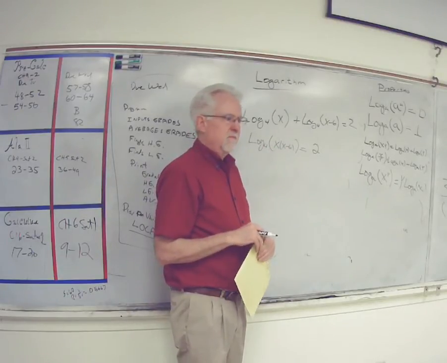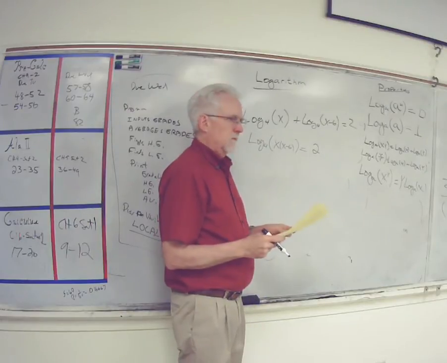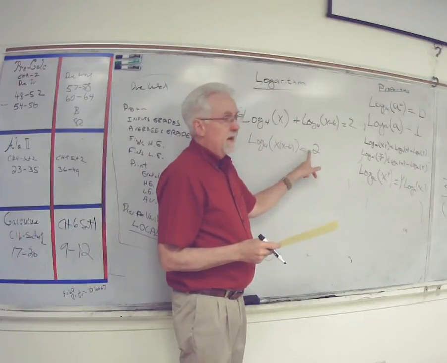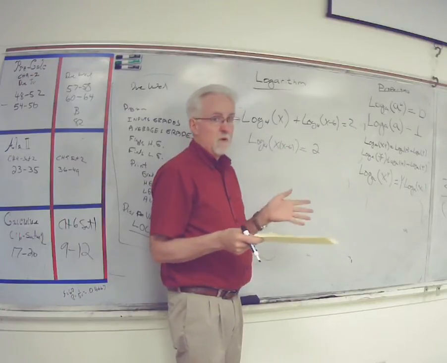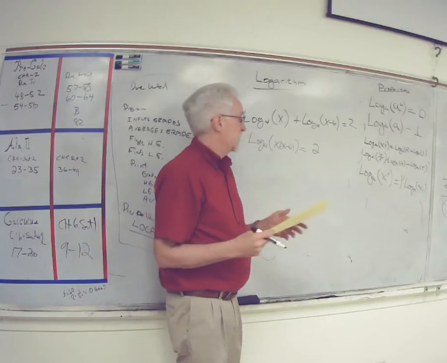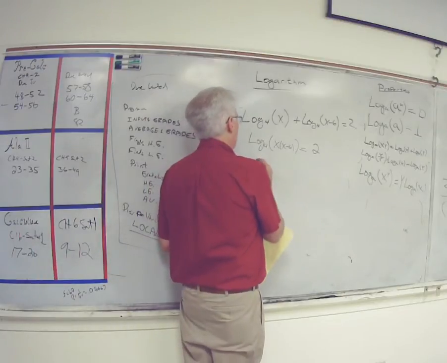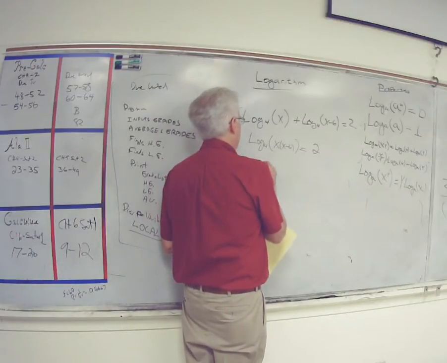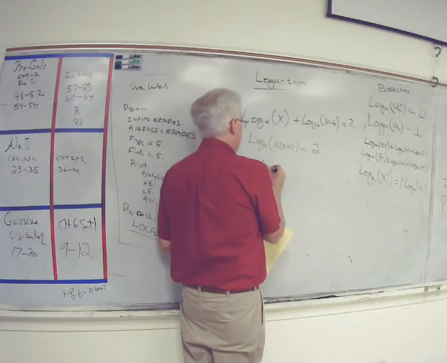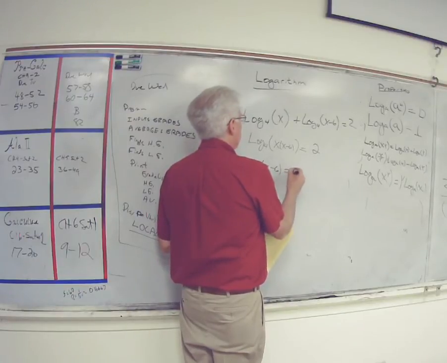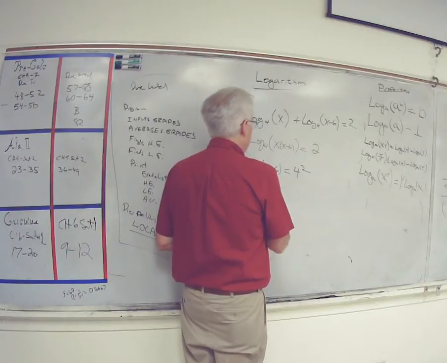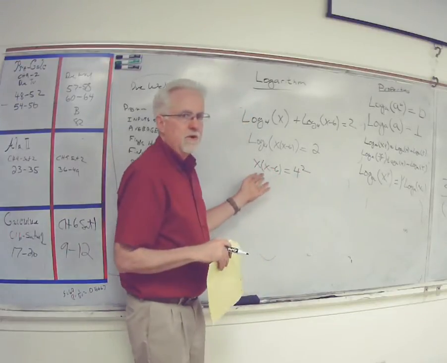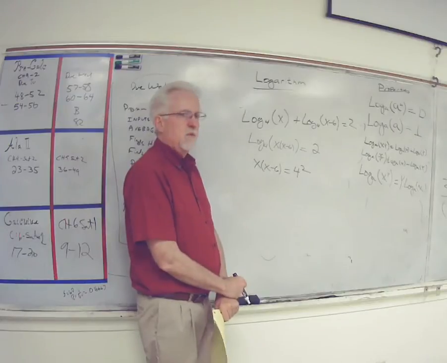Do you need to have a log for the other side? It'd be nice, but I can't get that. So remember how we could go from logarithmic form to exponential. So how would I do that? This would then be what? x times x minus 6 is equal to 4 squared. So now, Jaden, what do I do? I've got to solve for x. What would you suggest?